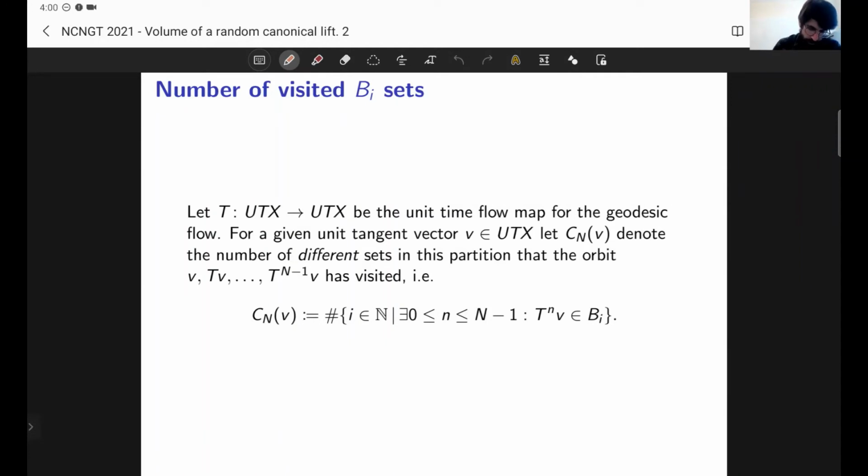So let's consider the unit time flow map. So what is the unit time flow map? It is the map that goes from the unit tangent bundle of X to the unit tangent bundle of X, and to every point in the unit tangent bundle, it assigns the point that you obtain when you travel for time 1 following the geodesic flow. Okay, so here again, g_t is the geodesic flow.